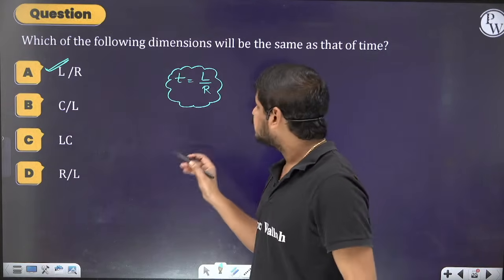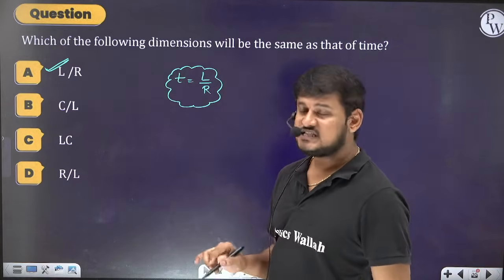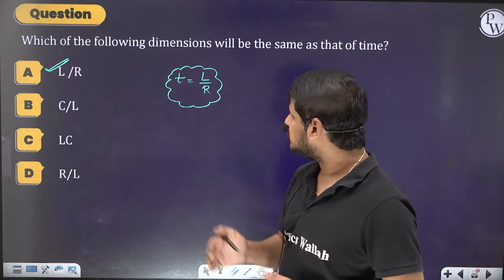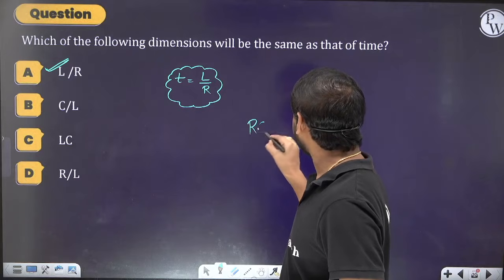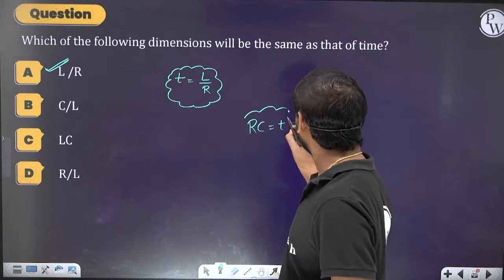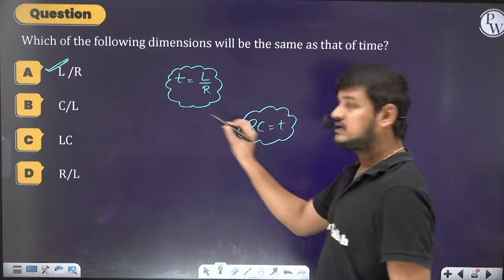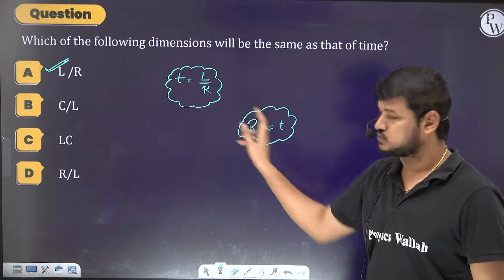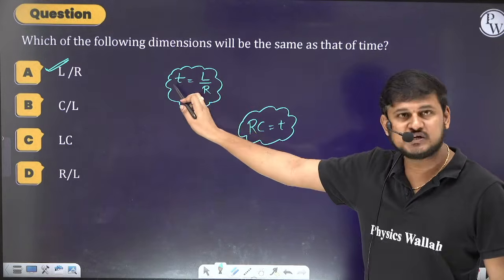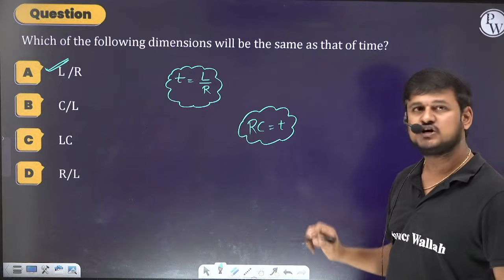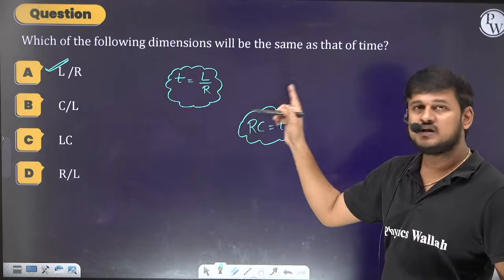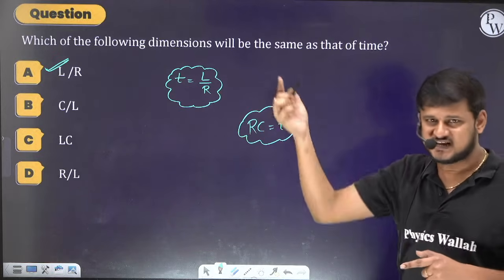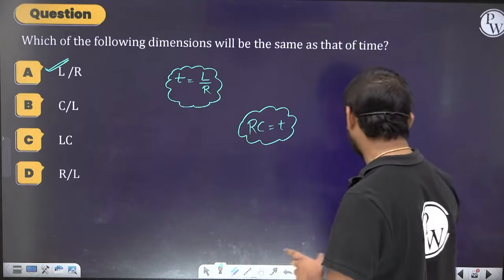One more term will be there, that is the capacitive time constant, that is RC. So RC also will have the same units as time. Remember these two. L by R will have the same units as time, and RC also will have the same units as time. These two you learn in the EMI chapter of second year, plus 2, 12th class.